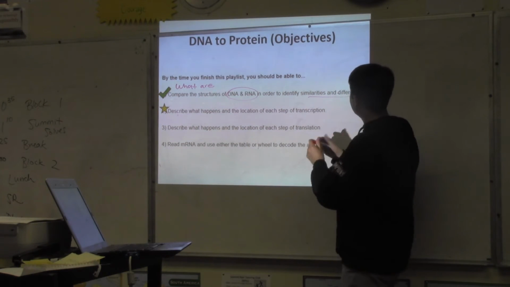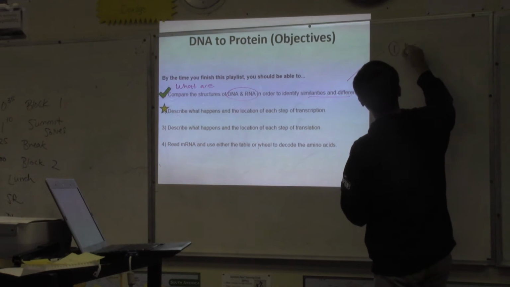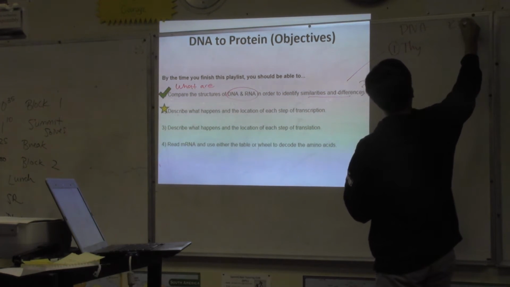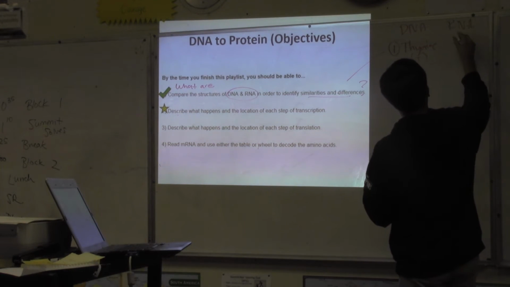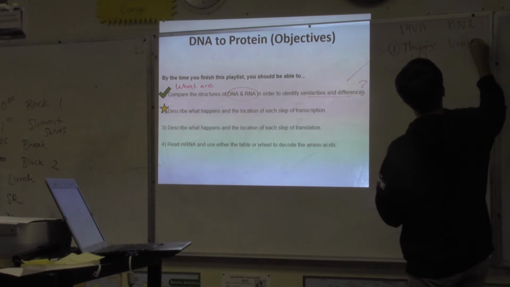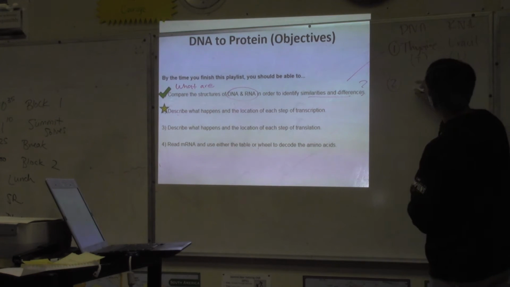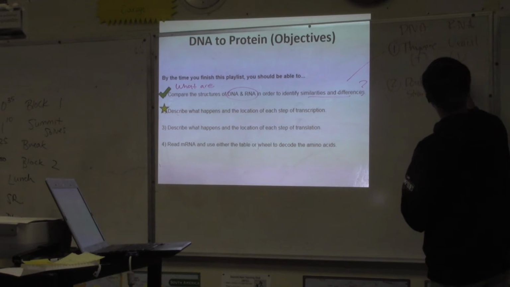The three big differences are thymine. Let's talk about DNA versus RNA. We're talking about thymine or T. RNA is uracil or U. DNA is double-stranded. RNA is single-stranded.